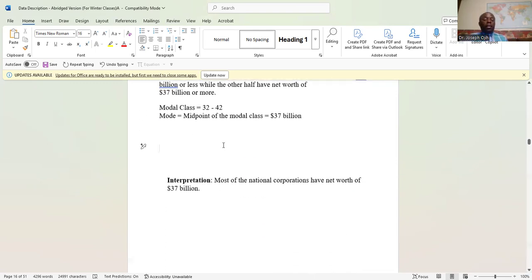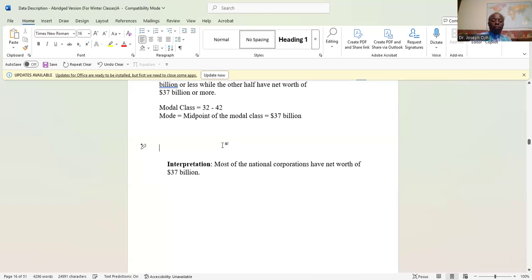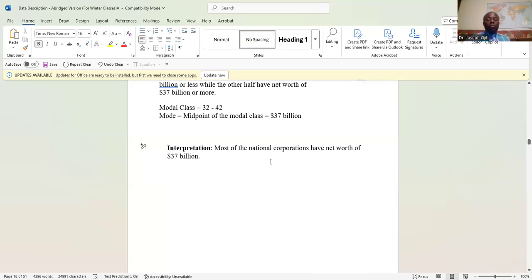So which means that most of the national corporations have a net worth of 37 billion.